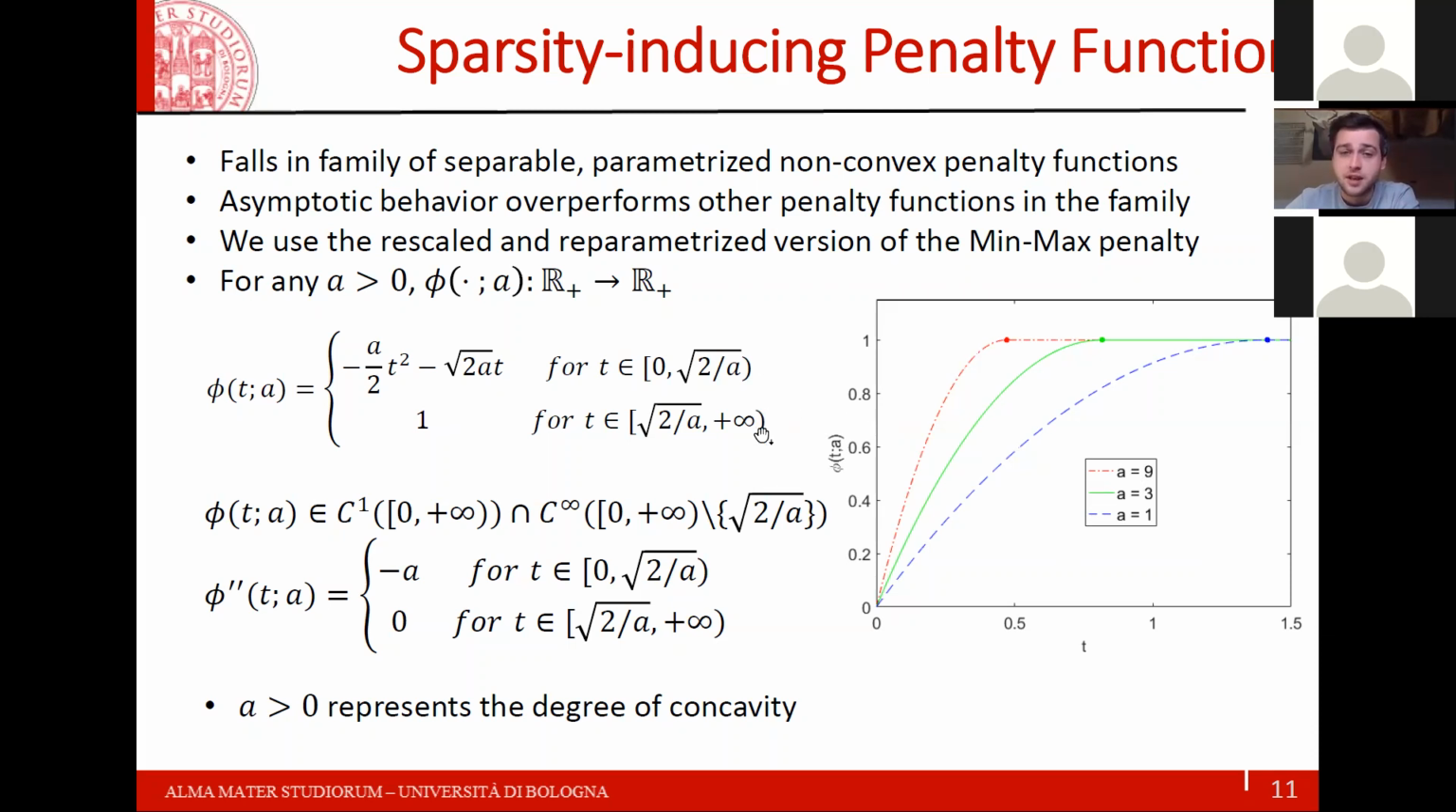One of the important properties of this family of penalty functions is that their second order derivative can be bounded from below by the value a itself, which poses an advantage with respect to the LP norm, for p below 1.